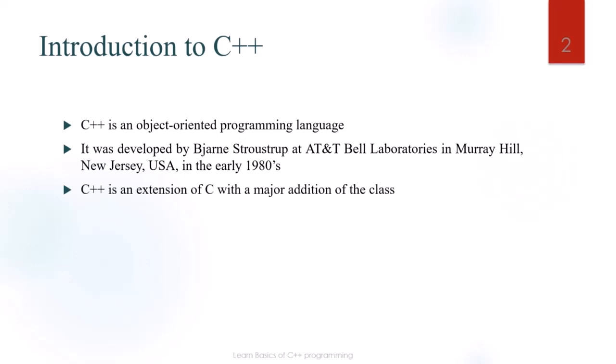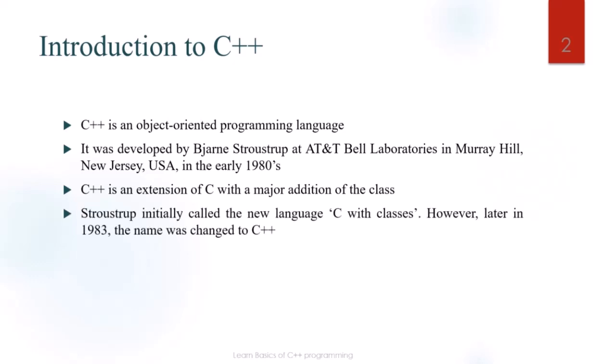C++ is an extension of C with a major addition of classes. The idea of C++ came from the C increment operator, that is plus plus. Thereby, it suggested that C++ is an augmented version of C. It is also called the superset of C. Stroustrup initially called the new language C with classes. However, in 1983, the name was changed to C++.